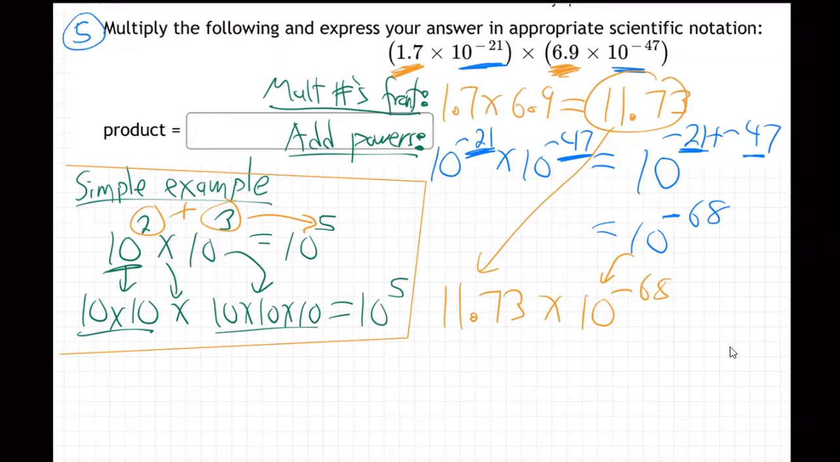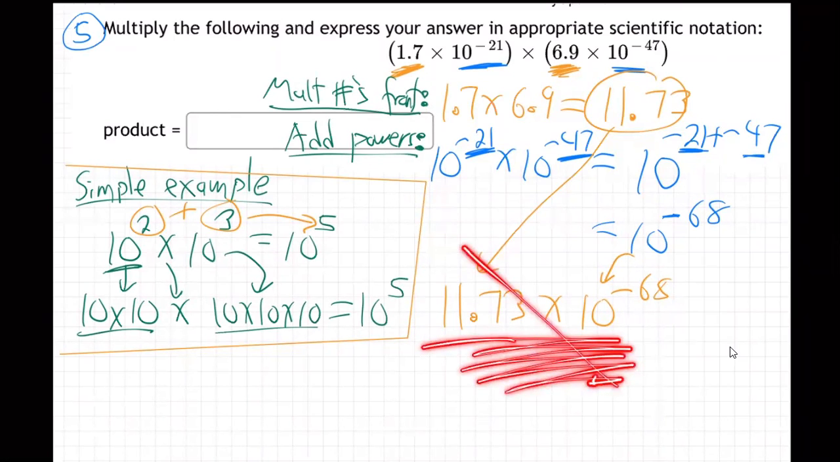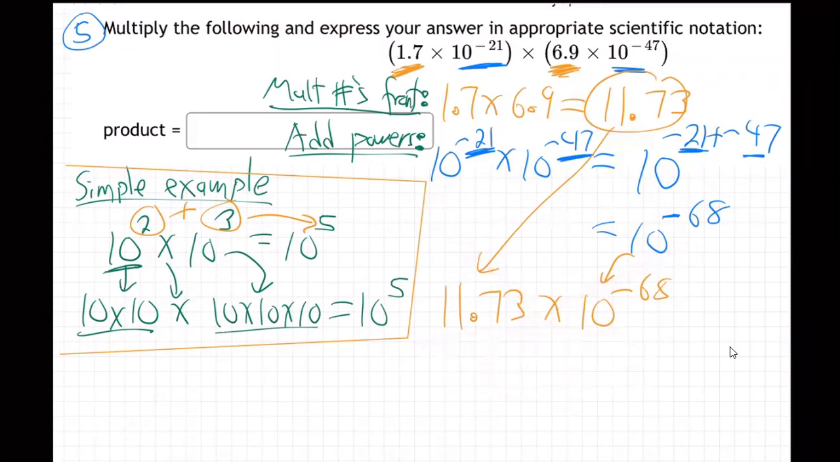But actually, hold on, we don't got it. We're almost there, but we're not quite there. This is not the right answer. If you type this in, it'll say wrong. Why isn't that the right answer? Because you only need one number in front of the decimal.